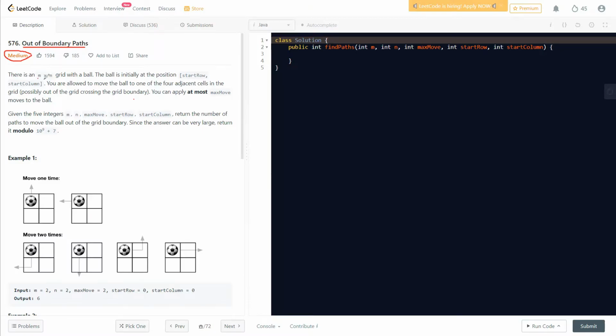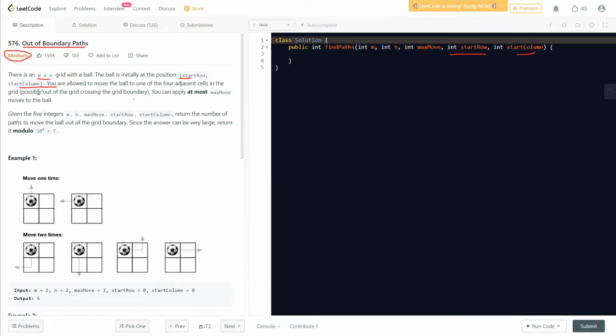It says there's a ball in an m cross n grid, and the ball is initially placed at position start row and start column. So this is the start row and start column given to us. This is the position of the ball that's given to us. Now it says that you are allowed to move the ball to one of the four adjacent cells in the grid. So we can move the ball to any of the four adjacent cells of the grid, and possibly out of the grid, crossing the grid boundary.